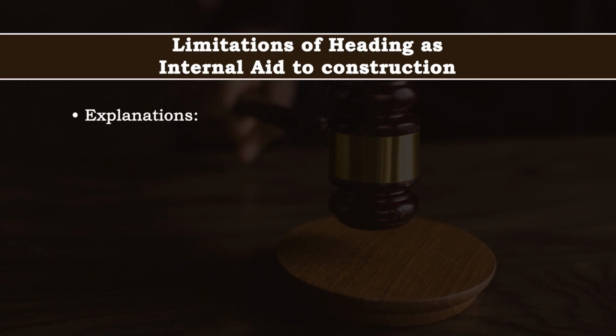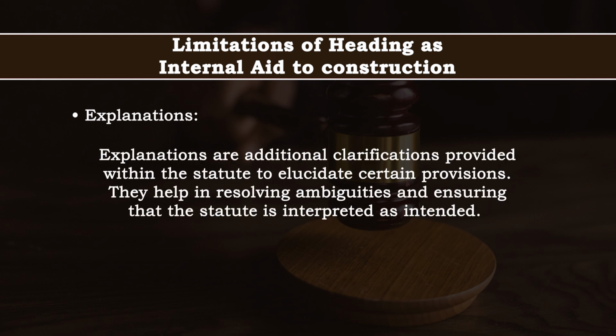In the case of Mahesh Chandra Sharma versus Rajkumari Sharma of 1996, the Supreme Court held that illustrations are part of the section and help to elucidate the principles of the sections. Now we have another internal aid, that is explanations. Explanations are additional clarifications provided within the statute to elucidate certain provisions. They help in resolving ambiguities and ensuring that the statute is interpreted as intended.